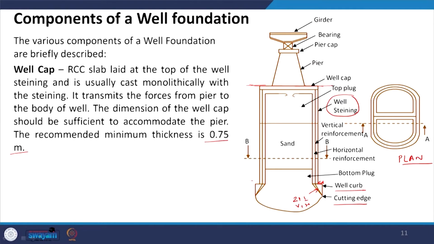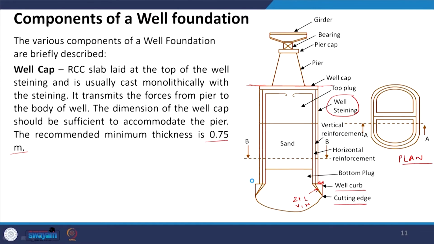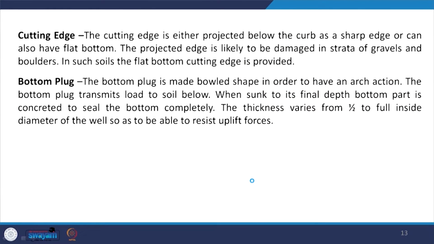So, the well curb has higher thickness compared to your well steining, and it is highly reinforced because this is the well curb which will go down first, and on top of that the well steining transfers its loads to the well curb, and finally the well curb will transfer its loads to the soil. The next, cutting edge, is just below the end point of the well curb. The cutting edge is either projected below the curb as a sharp edge or can also have a flat bottom. The projected edge is likely to be damaged in strata of gravels and boulders. In such soil the flat bottom cutting edge is provided.